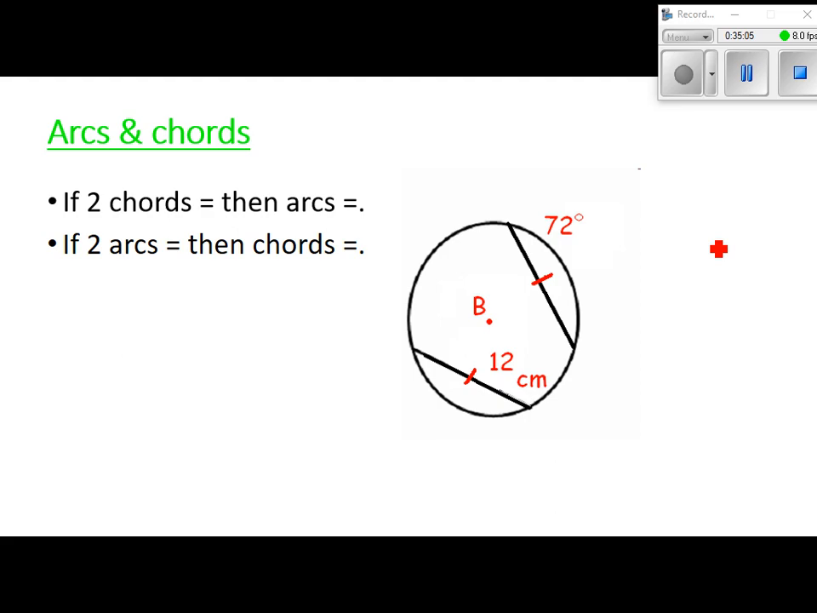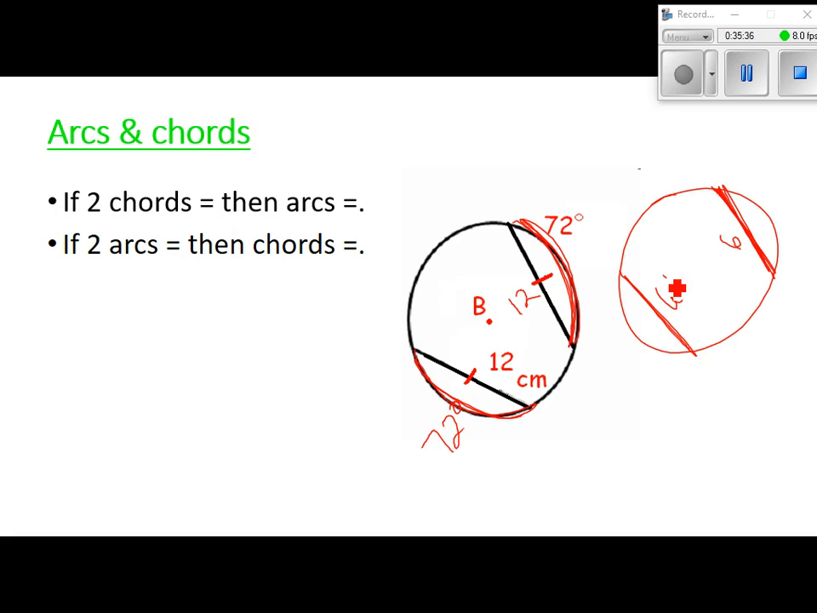If I tell you that these two chords are the same, so if this one's 12 centimeters, what does this one have to be? 12. That chord cuts off this arc, and it's 72 degrees. What do you think this arc right here is? It's got to be 72 degrees. Just common sense, sort of, isn't it? If I take a circle and I cut off this part, and then I come over here and measure that, let's say I cut off 6 inches, and I came over here and I cut off 6 inches, what's going to always be true about those two arcs? They're equal. They're always going to be equal.